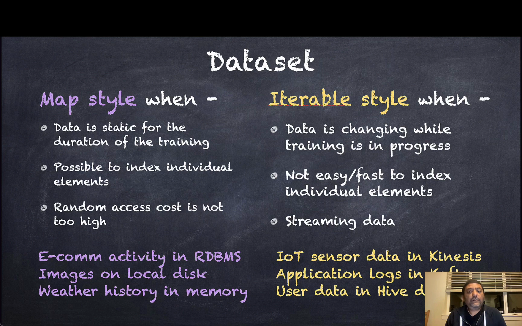Contrast this with the iterable style dataset, which you want to use when your data is changing while training is in progress. And a good example here is the IoT sensor data that is maybe coming in through your Kinesis stream. So there is no notion of any history in the data. You cannot go back to data at index 1 when you're on data at index 10. Or maybe it is possible to index data, but it's not very easy and it's not fast to retrieve the data from the index of its element.